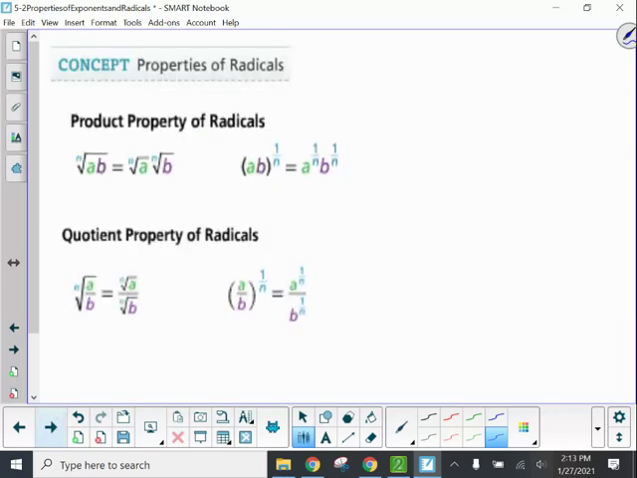So here's your product and quotient property of radicals. This is what we were using. It directly ties into the power of a product rule and the power of a quotient rule. And you can see here, if you have a radical of a product, you can split that apart. If you have the radical of a quotient, you can also split that apart.